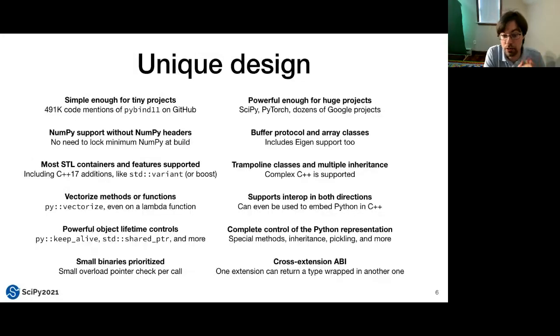So SciPy uses it, PyTorch, dozens of Google projects are using it, with many more to come. And so we really have a wide range of users. And it really supports a lot of different things. You can quickly and instantly vectorize a method or a function. Lambdas work pretty much anywhere. And you have complete control of what you present. Okay.